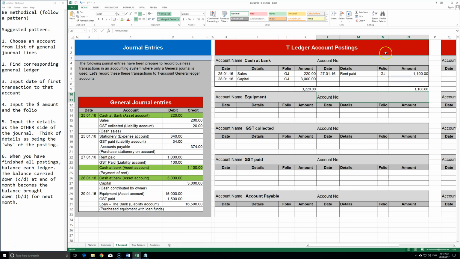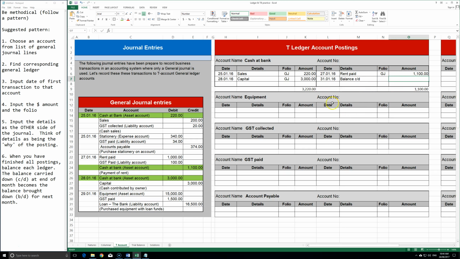A sum on the credit side is 1,100. So to balance this off, what I need to do is at, let's say the 31st, at the end of the month, I'm going to balance it. And the terminology to use for this line is called balance CD. As I've written over in step 6 here, when you finished all the postings, balance each ledger. The balance carried down at the end of the month becomes the balance brought down for the next month. Alright, now we'll talk about brought down in a second. Let's just finish off the carried down.